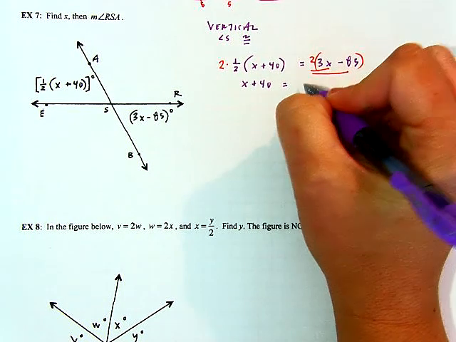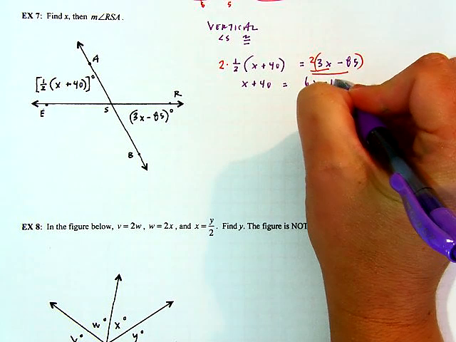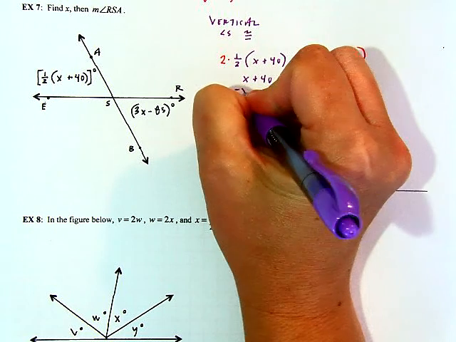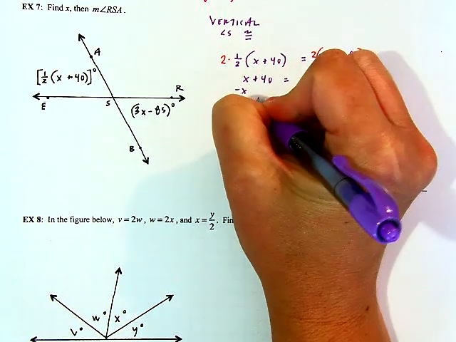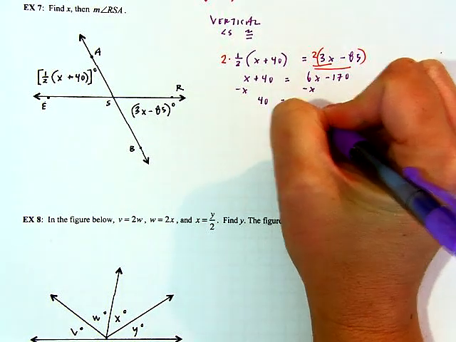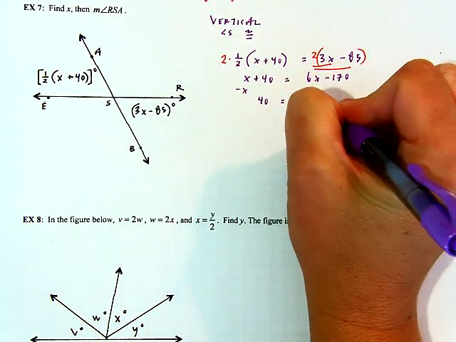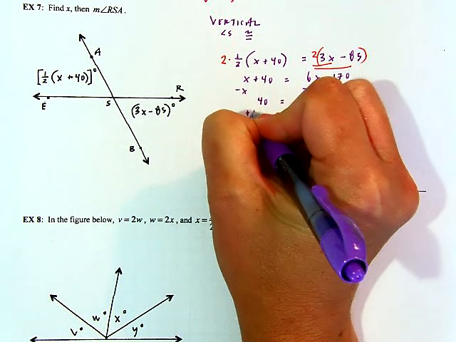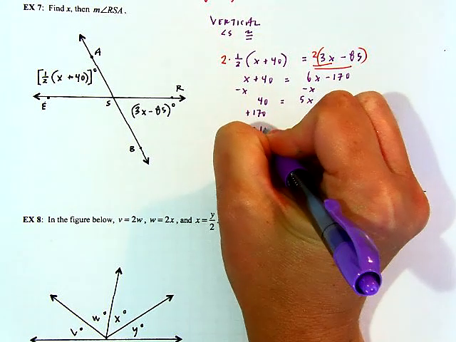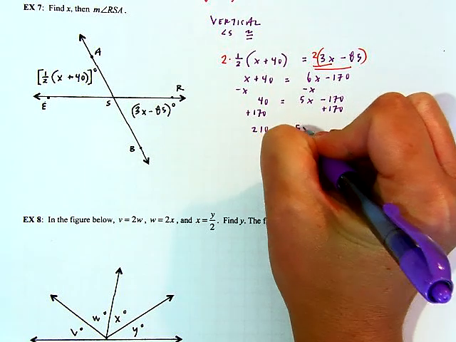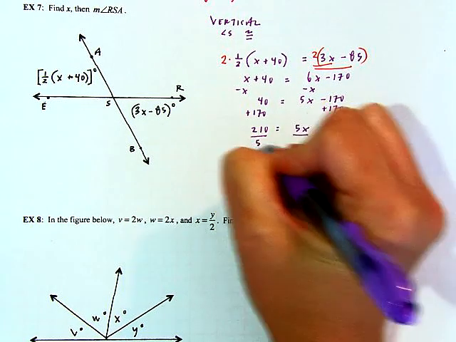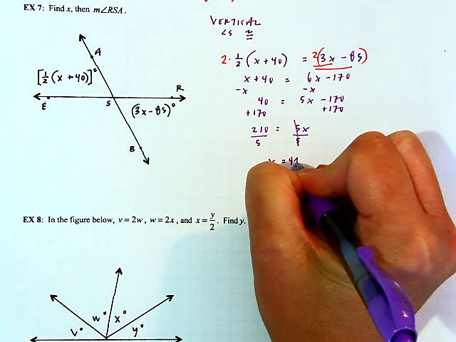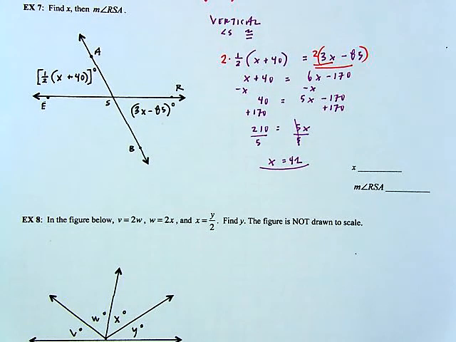Is equal to 6x minus 170. Okay, so now I'll take the x away from each side. So here is 40 is equal to 5x minus 170. I will add the 170 to the other side. So 210 equals 5x. Divide each side by 5. And x equals 42. So I know what x is, 42.